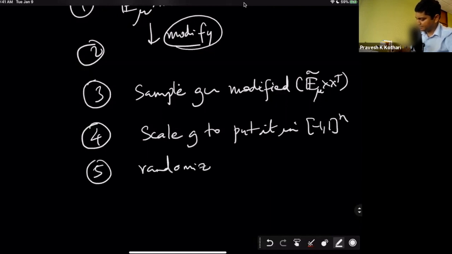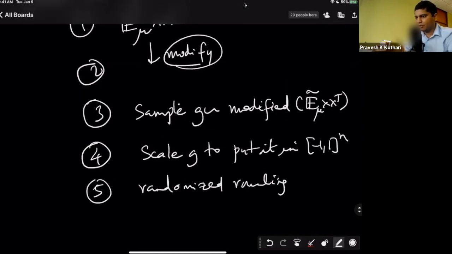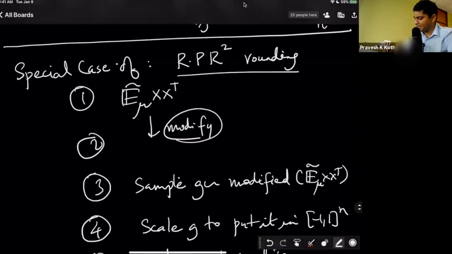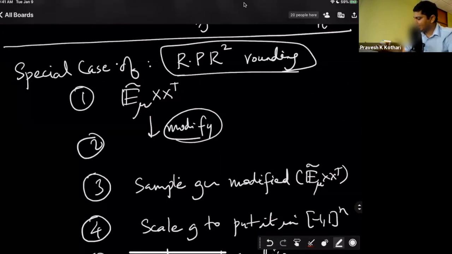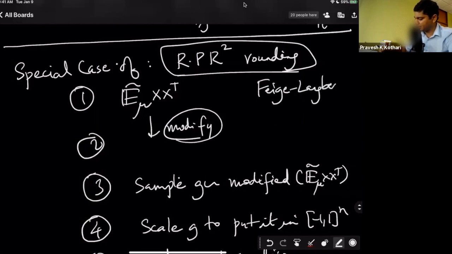I feel like one of the steps should not have been there, but doesn't matter. But basically, this whole program where you take an SDP solution, or the pseudo distribution, you modify it somewhat, choose a Gaussian, scale it, and then do randomized rounding. This simple thing that we just did actually goes by the name of RPR square rounding. I didn't exactly describe what kind of modifications are allowed, but basically, in this paper of Feige and Langberg, who actually proposed this style of roundings, they gave a very specific kind of modification that was allowed. Again, not important for us.